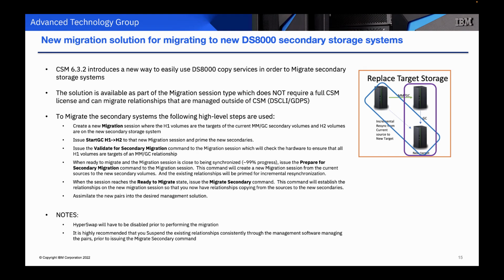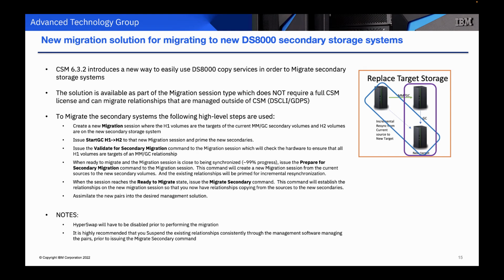So you create that purple cascaded session and start GC H1H2 on it. That starts the global copies, that starts populating the new target boxes with all the data, and because it's in global copy mode, it does not affect your existing relationships. It just asynchronously does the copy.